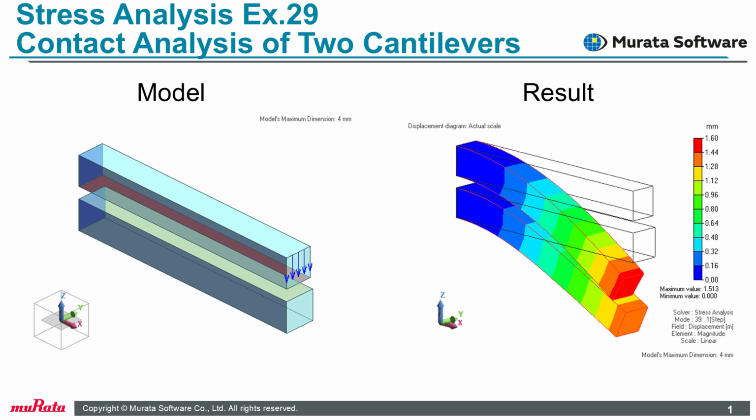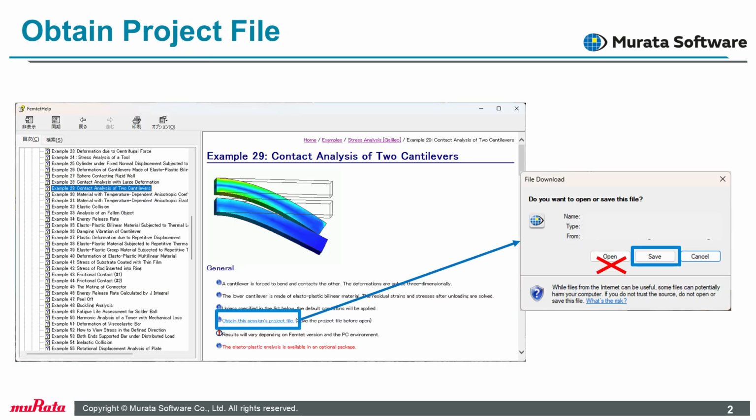This video explains stress analysis example 29, contact analysis of two cantilevers. The upper cantilever is forced to bend and contacts the lower cantilever. First, obtain the project file from the example topic in Femtet Help.